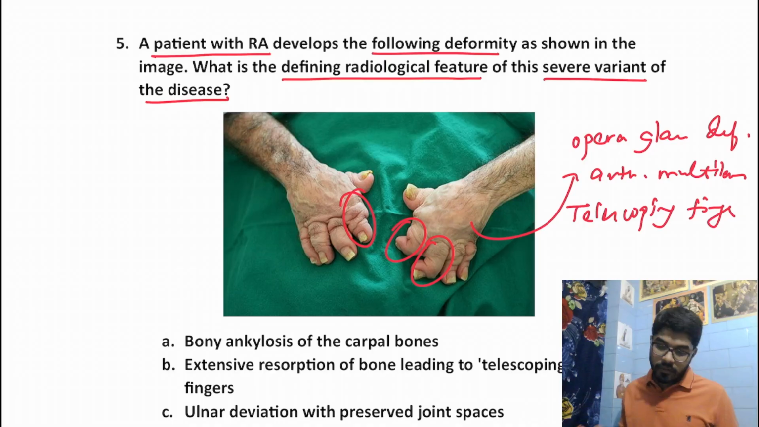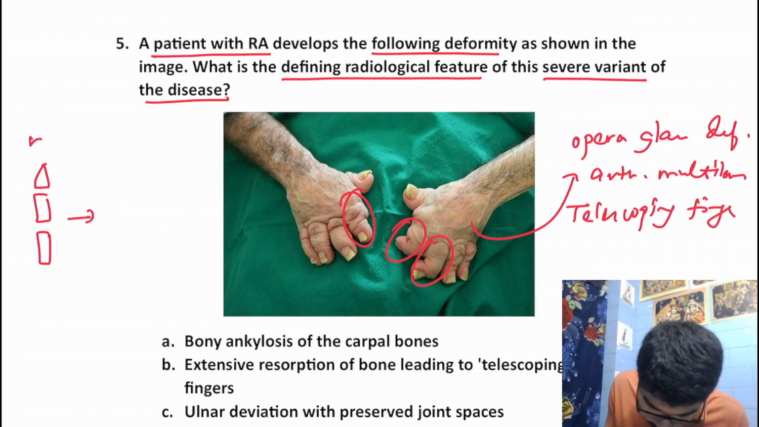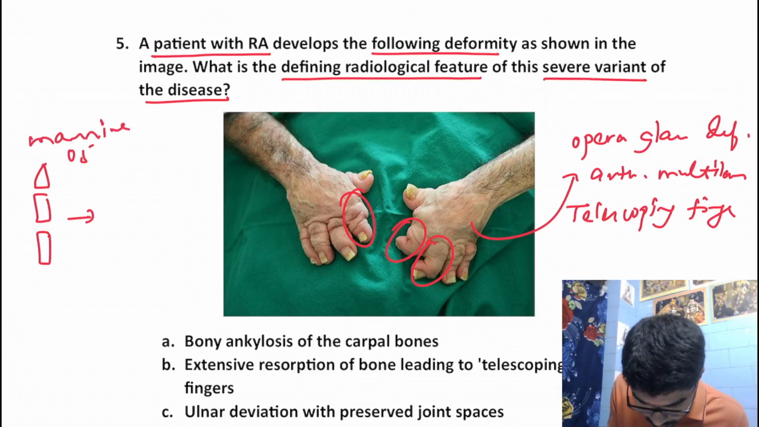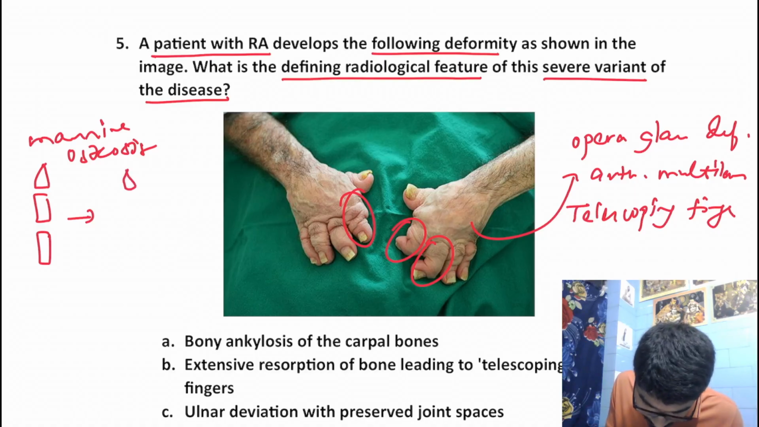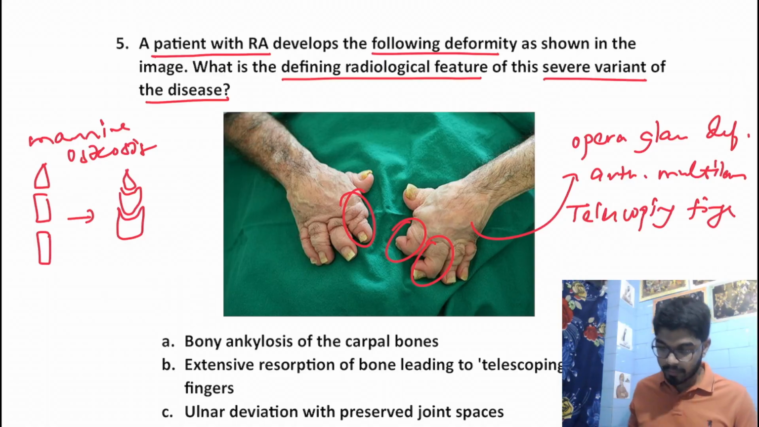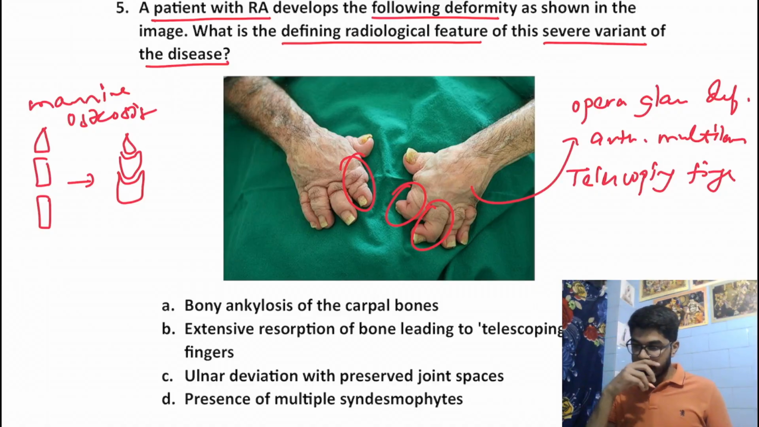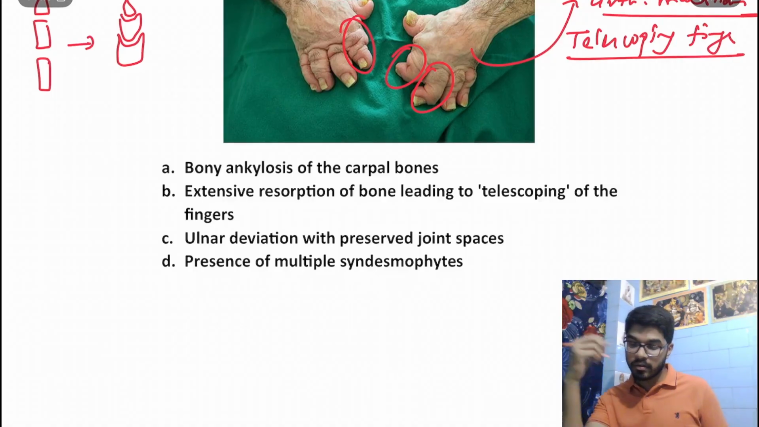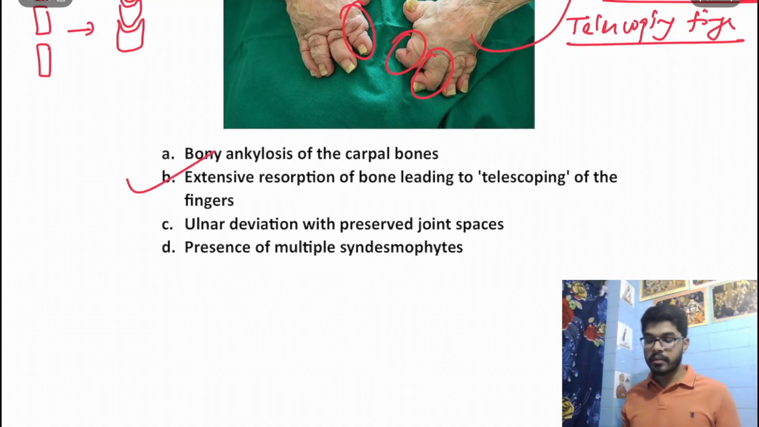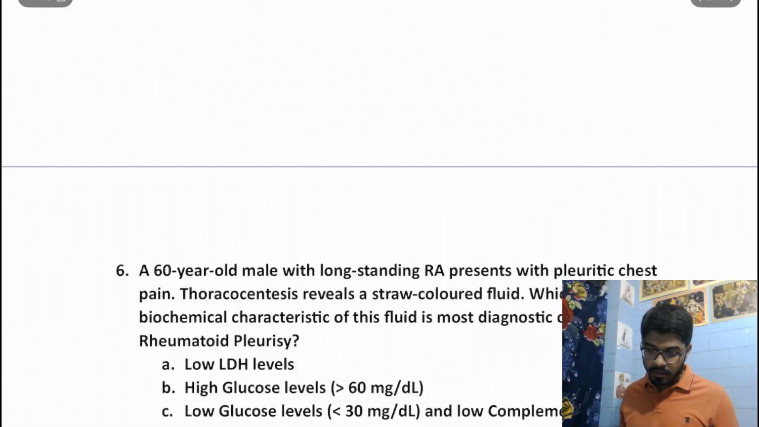Now, what is the radiological feature? Normally, our phalanges are something like this. With massive osteolysis in rheumatoid arthritis, they get eroded towards the ends and enter into one another. Something like this happens, and that's why the fingers get pushed into themselves. That's why we get arthritis mutilans, or telescoping of the fingers. Even in the radiographic finding, we would get extensive resorption of the bones leading to telescoping of the fingers. Okay. Moving on to the next question.